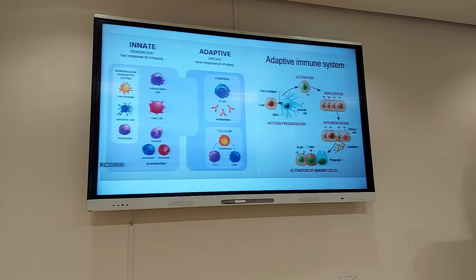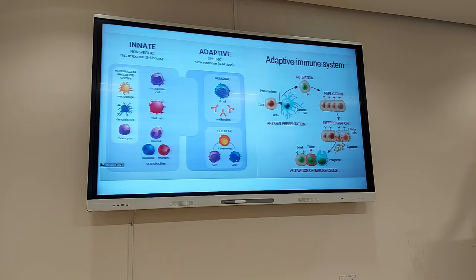You know the basics since you're third year students, but what I'm trying to say is that the immune system is divided into innate and adaptive. The innate is non-specific, with a fast response. The adaptive is more specific, and it's divided into two, the humoral and the cellular. The B cells recognize specific antigens by the surface antibodies, and they kill the foreign substances, whether bacteria, fungal, or any type of infection.